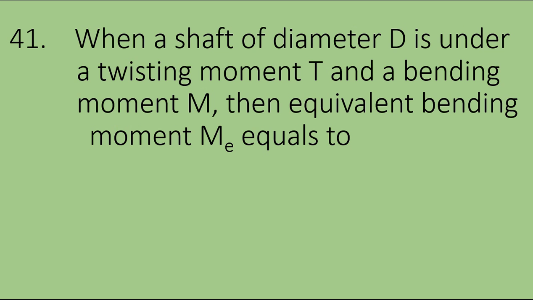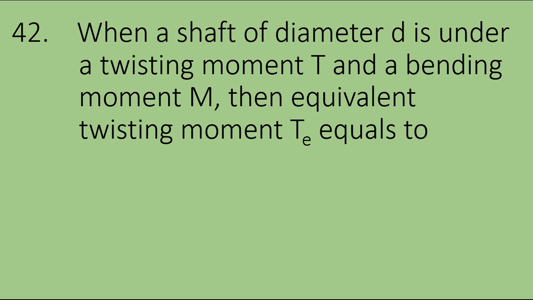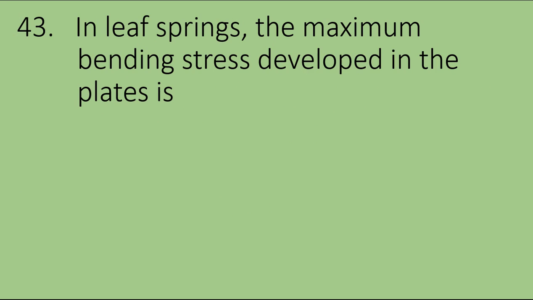41. When a shaft of diameter d is under a twisting moment T and a bending moment M, then equivalent bending moment Me equals to. Answer: half of M plus square root of (M square plus T square). 42. When a shaft of diameter d is under a twisting moment T and a bending moment M, then equivalent twisting moment Te equals to. Answer: square root of (M square plus T square).